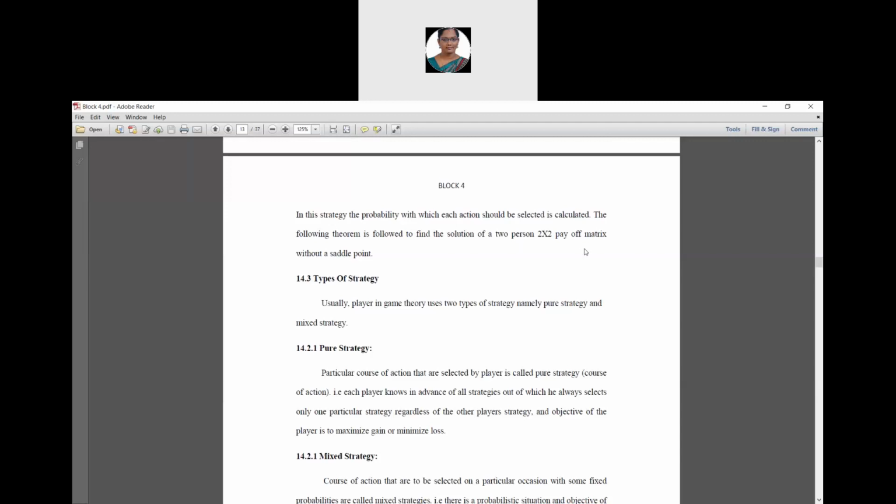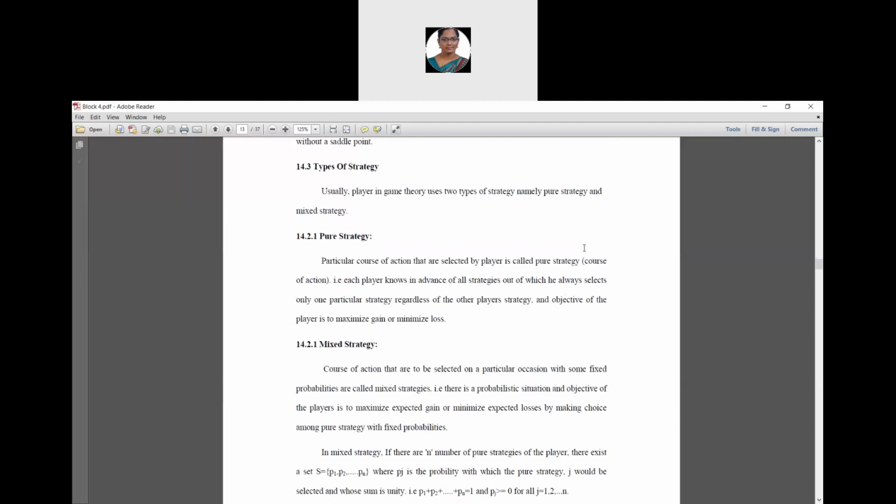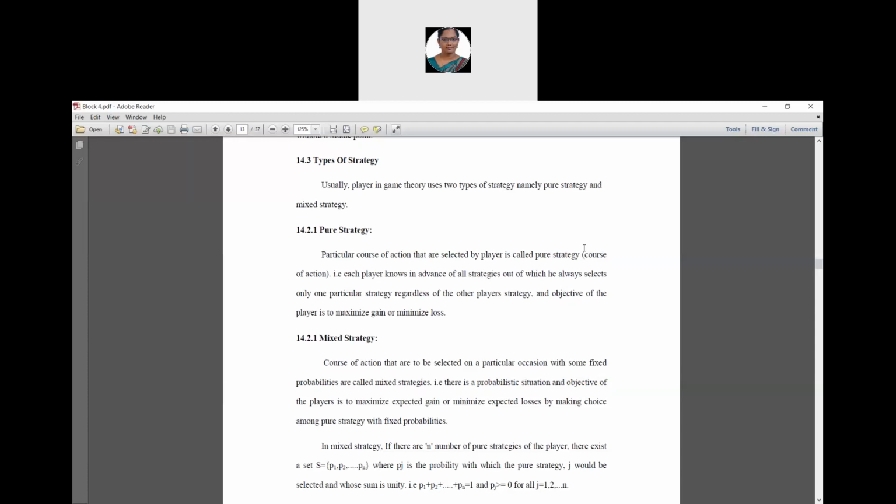Then we are going to see the types of strategies. Two important types of strategies are there. The first is pure strategy, and the second is mixed strategy. First, pure strategy. Pure strategy means a particular course of action that is selected by the player. The definition of pure strategy is: a particular course of action that is selected by the players is called pure strategy. That is a course of action.